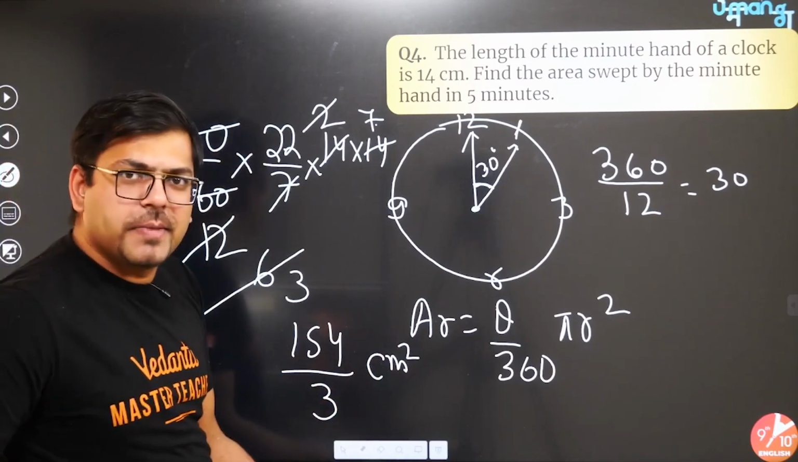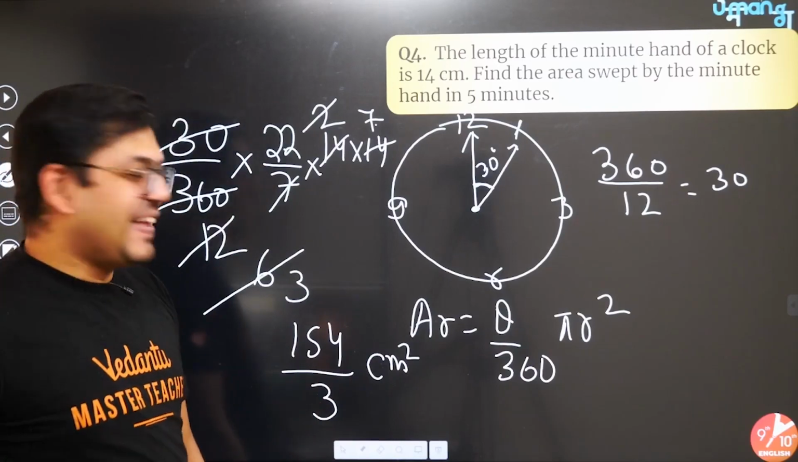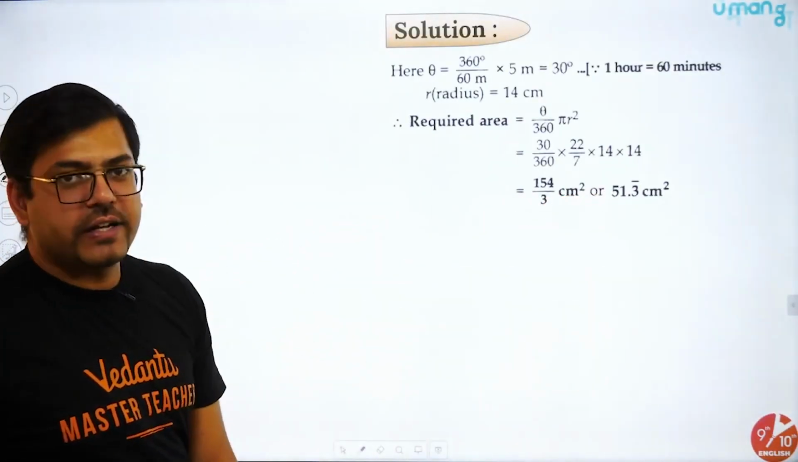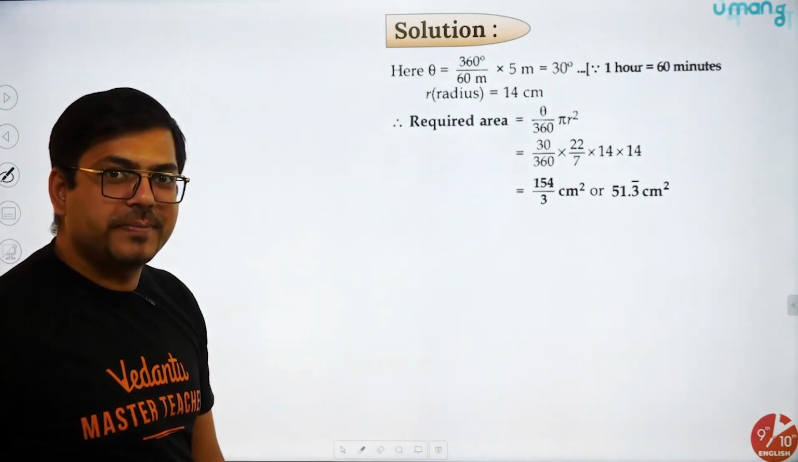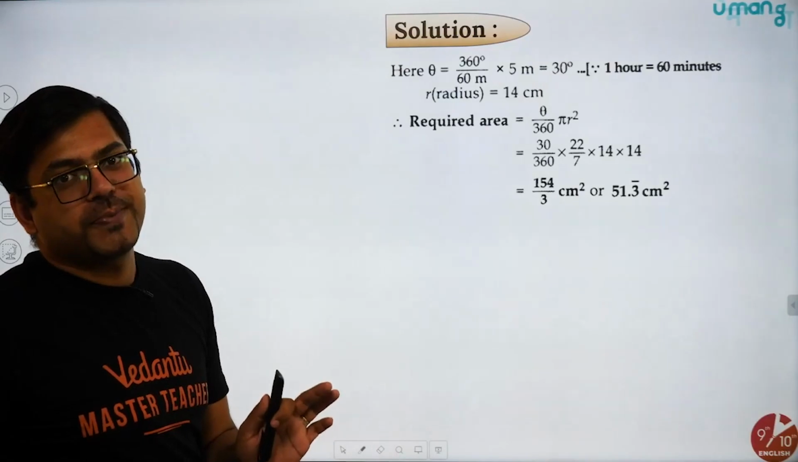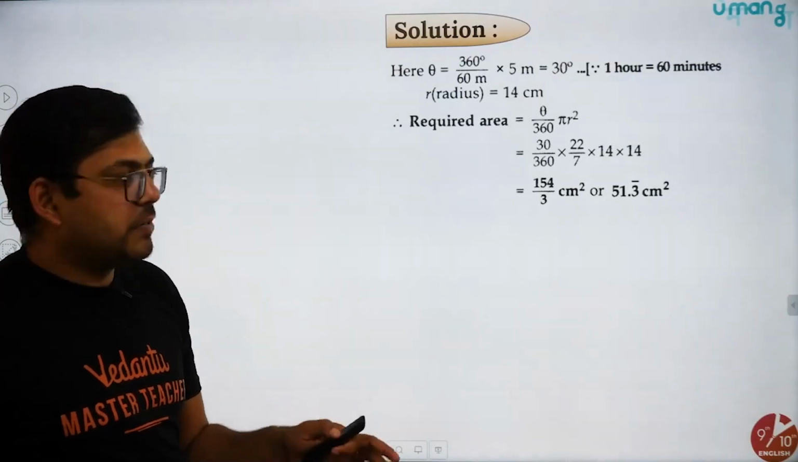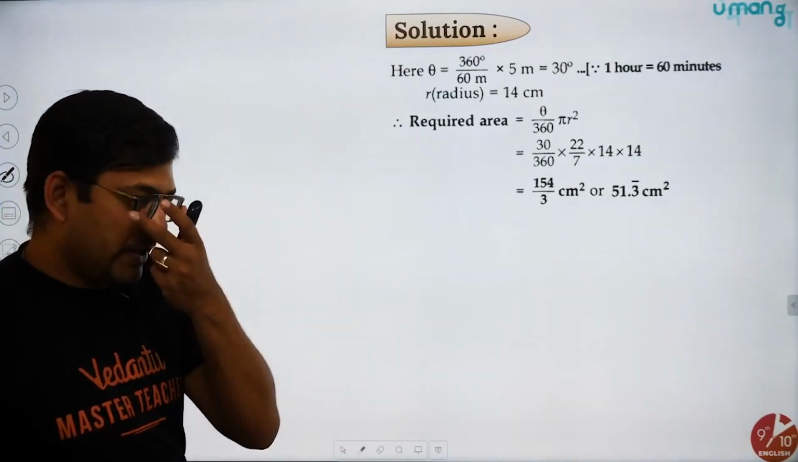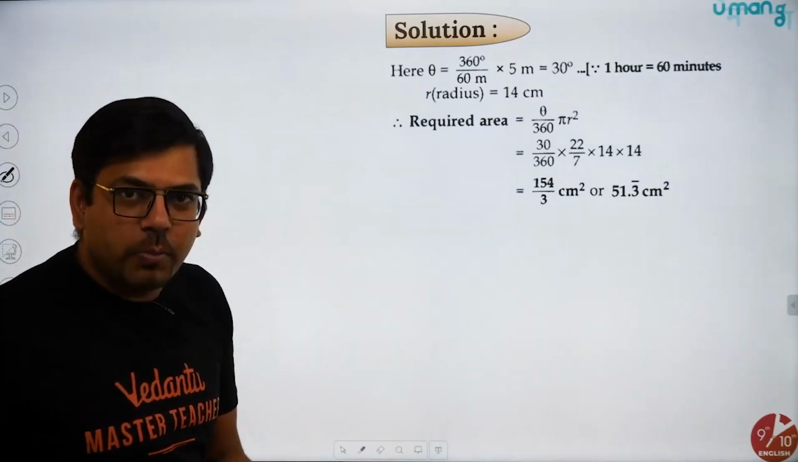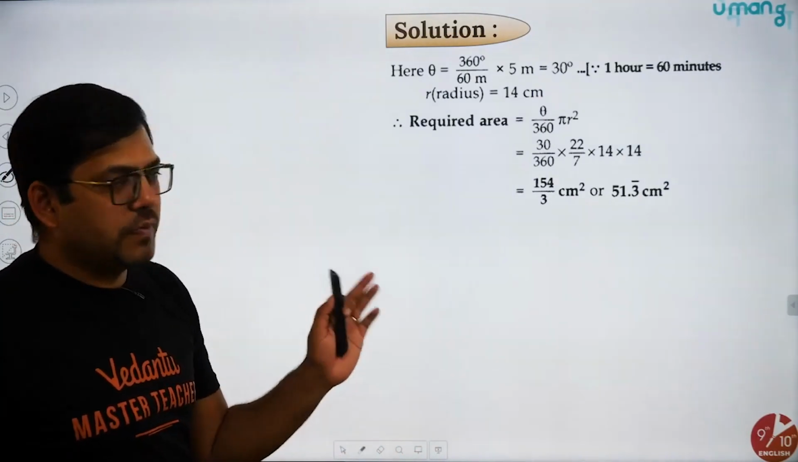Cool, we got the answer. I hope you understood this: 154 by 3 or 51.333 centimeter square. That's it. Super easy. Got it? And this chapter will have this much easy questions. So you don't need to worry. Sir, you are giving us easy ones? No, it's not like that. This chapter does not have, or means you won't get in your board examination, very tough questions. This will be the level.